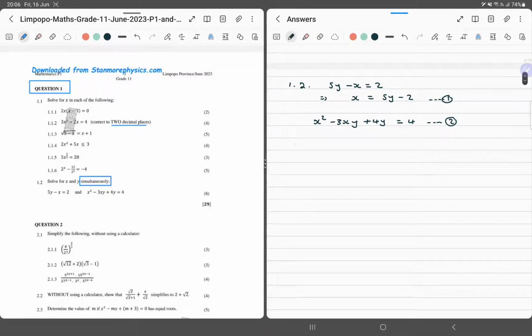What you call linear equation. So now let's have a look. We will just say put 1 in 2. So this is such that where you see x, we put 5y minus 2, and then we square. Minus 3, where we see x, we put 5y minus 2, and then we put a y there, plus 4y is equal to 4. So we just simply substitute.